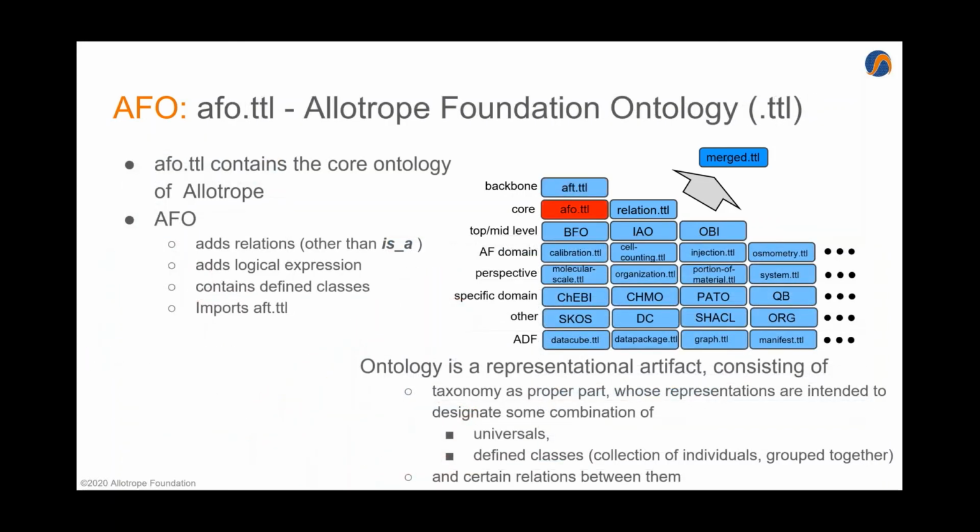At the core, we have the AFO Turtle file that contains the core ontology of Allotrope. It adds relations. If you remember, the taxonomy has only the is-a, which is subclass. So the AFO adds relations, adds logical expressions, and contains defined classes. We didn't touch defined classes, but practically it's a collection of individuals grouped together. And it imports the taxonomy.